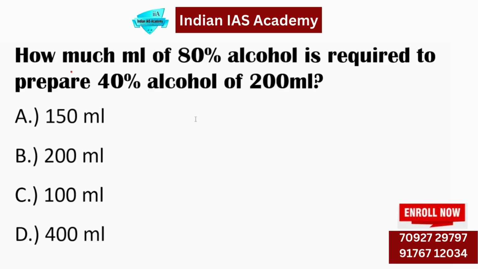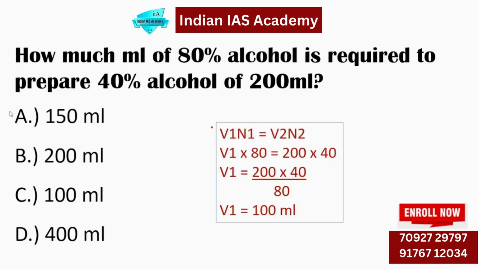For questions based on volume and concentration, we have a single formula for everything, that is V1N1 = V2N2. Here V is the volume and N is the concentration, or normality or molarity, whatever it is. Similarly, V2 and N2 are the volume and concentration of the other set. First we have 80% alcohol, but we don't know the volume. That is what we have to find, since they asked how many ml. That is V1.